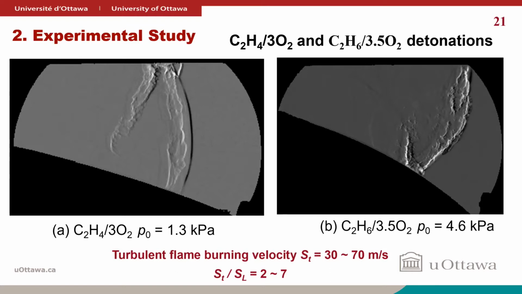Since these pockets involve turbulent combustion, it is instructive to evaluate the turbulent flame burning velocities. And this work found these velocities to be 30 to 70 meters per second, which is larger than the corresponding laminar one by a factor of 2 to 7.